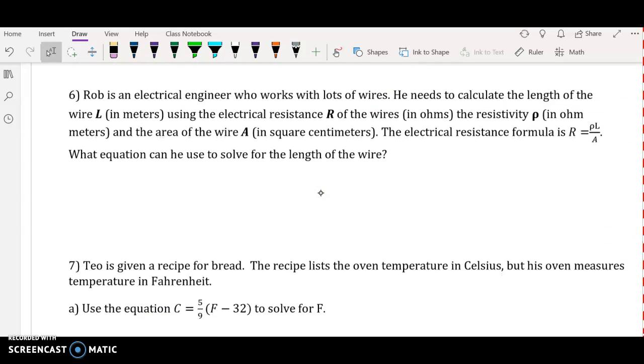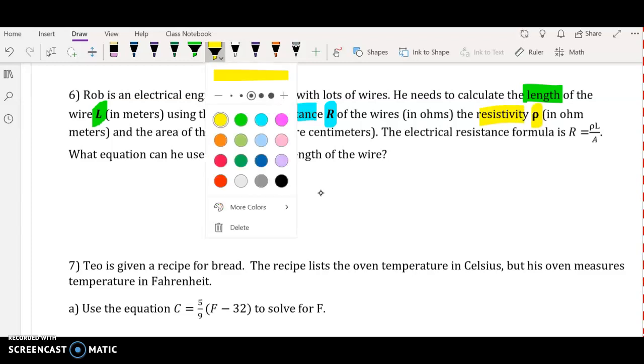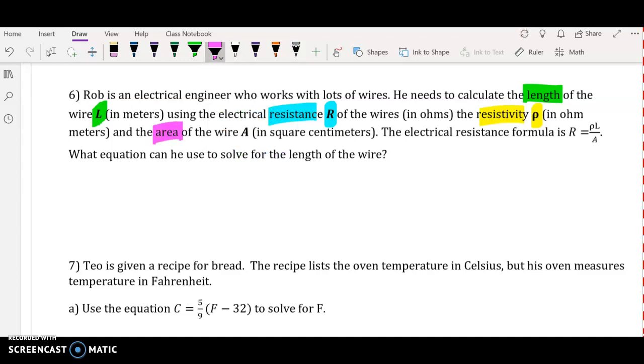Let's look at another formula that we're not familiar with. We have Rob, an electrical engineer. He's calculating the length of the wire. So here's our first variable: the L is the length. The resistance is the R. The resistivity is the P. And then we have one more here: the area of the wire is A.